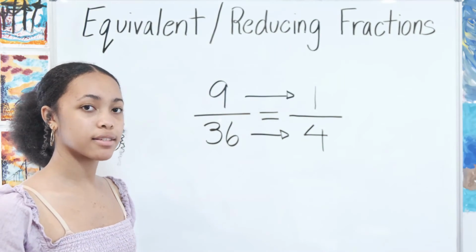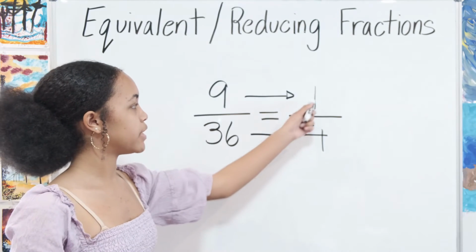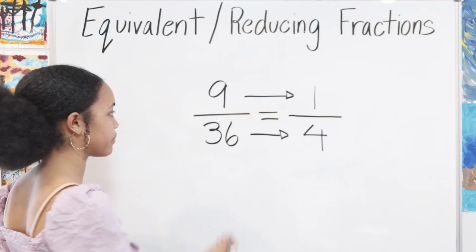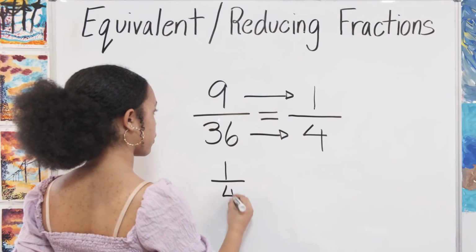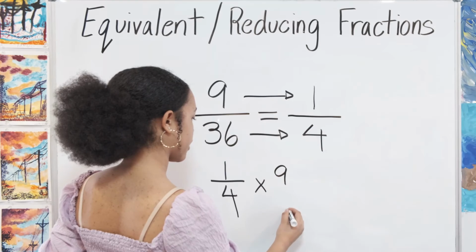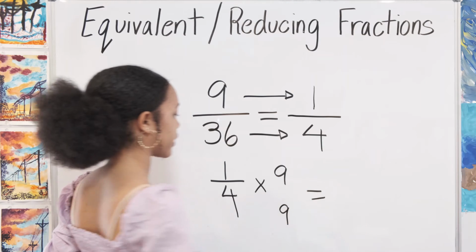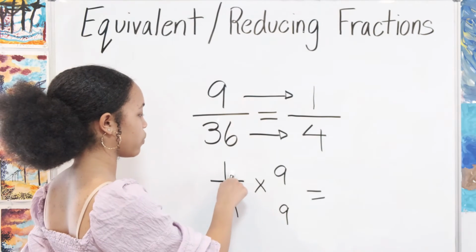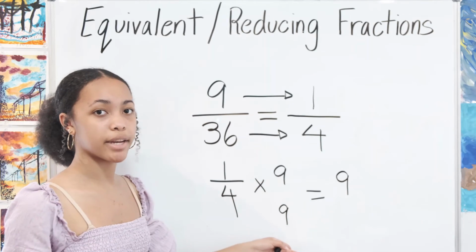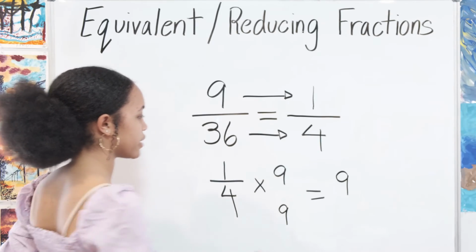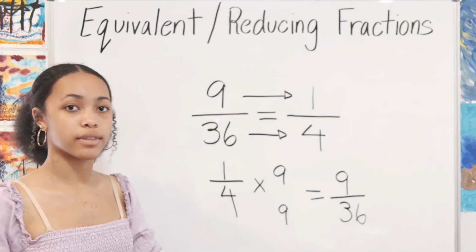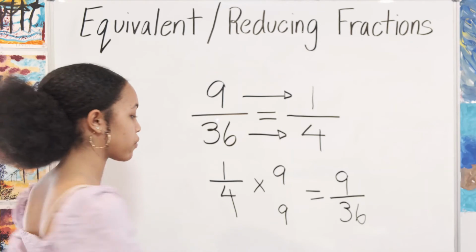And the way that you can double check this is just multiplying. You can multiply this fraction by 9. Okay, so let's try that. 1/4, and we're going to multiply both of them by 9. So 9 and 9. Okay, now 1 times 9 is 9. Remember, when you're multiplying fractions, you multiply the numerators first and the denominators next. And 4 times 9 is 36. And you get the same answer as up here. So that's how you can double check to see if you reduced your fractions correctly.